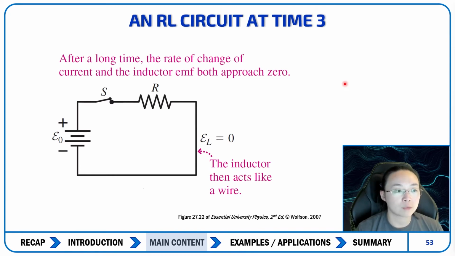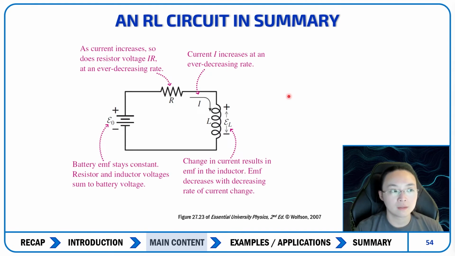After some time, the rate of change of the current and the inductor EMF both approach zero as a sort of equalization. The inductor is then going to act like a wire. So in summary, as the current increases, so does the resistor's voltage, IR. And as the current builds up in an RL circuit, we notice that the current I increases at an ever decreasing rate.